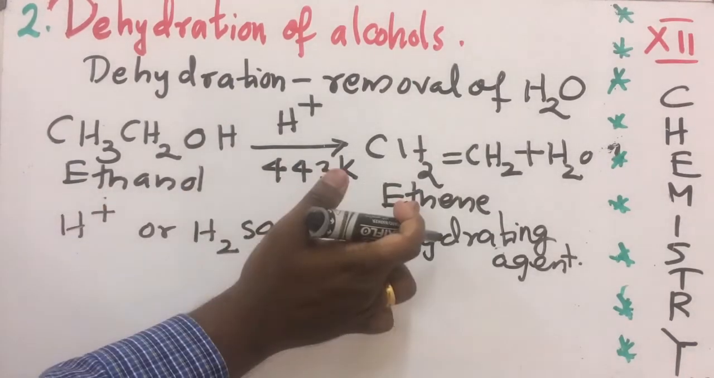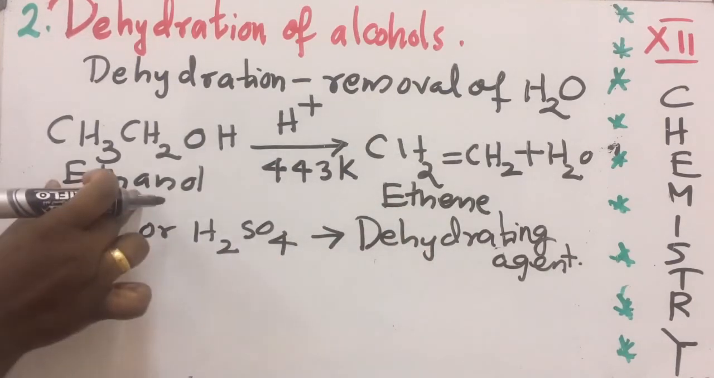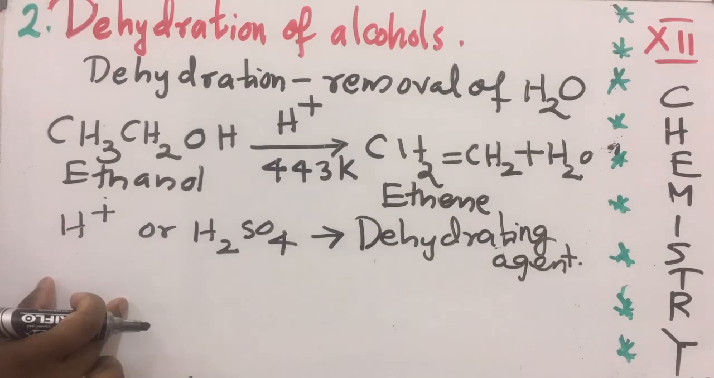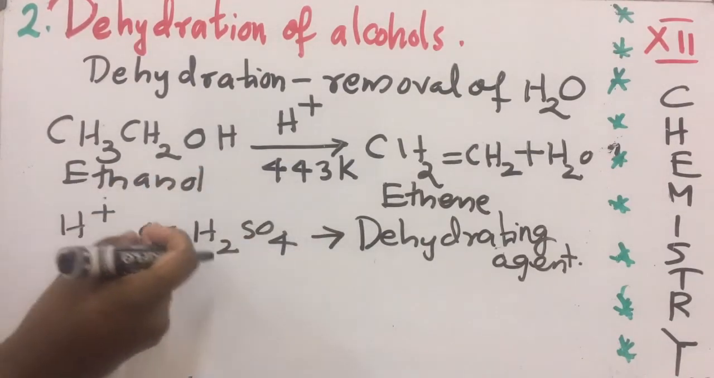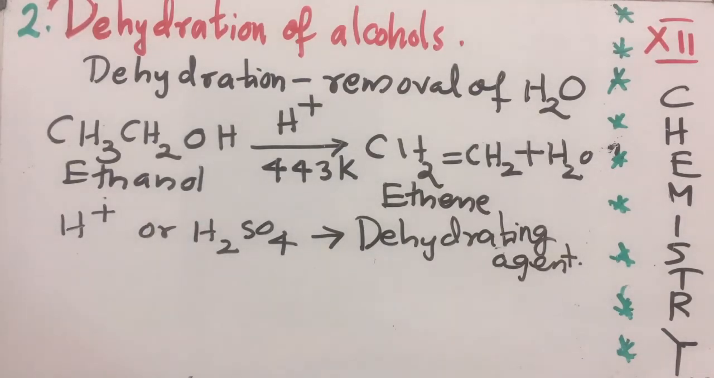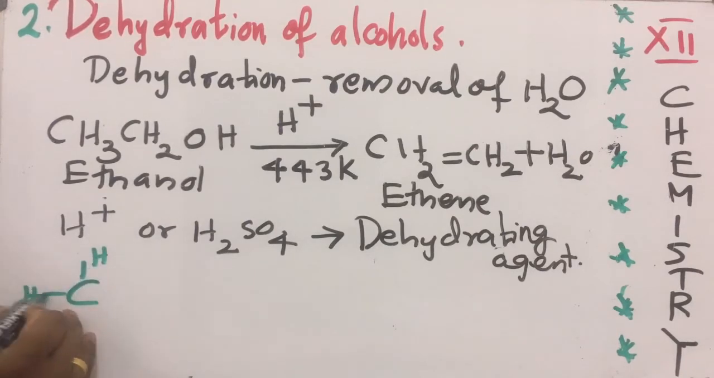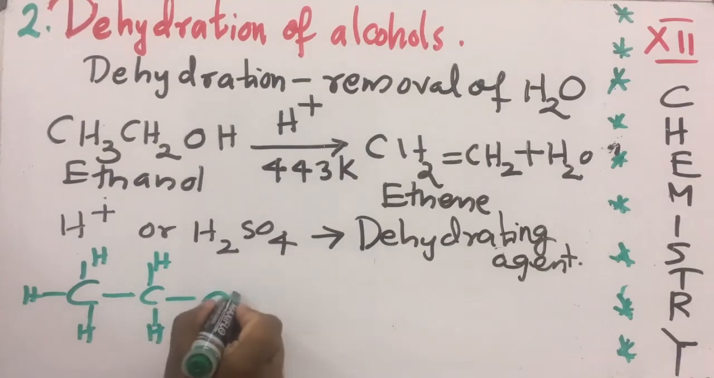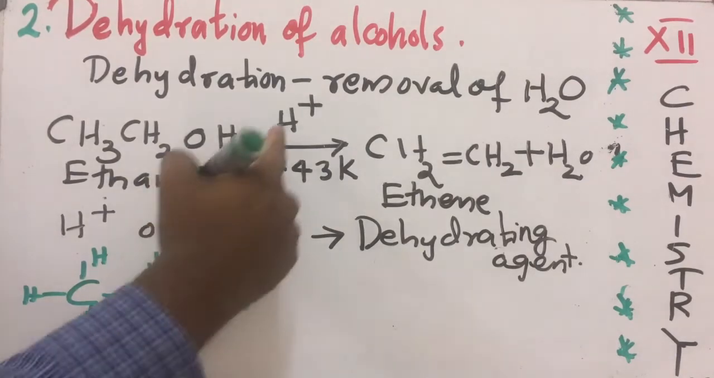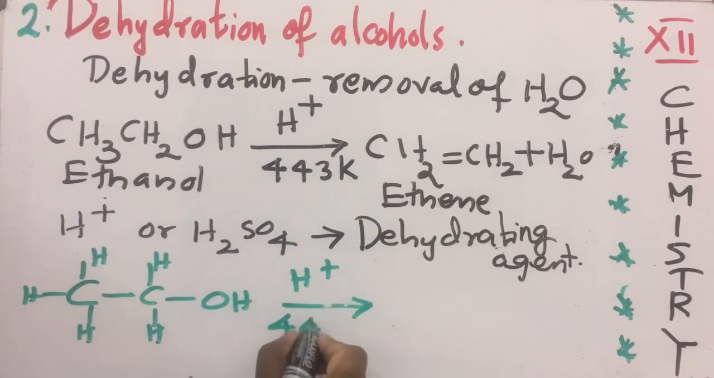This reaction can be easily understood from a simple trick. So I will show you that trick here, and that trick will help you to learn the reaction in a simple way. Ethanol we can write like this: CH3, CH2, OH, then H plus. The reaction takes place at a temperature of 443 Kelvin.